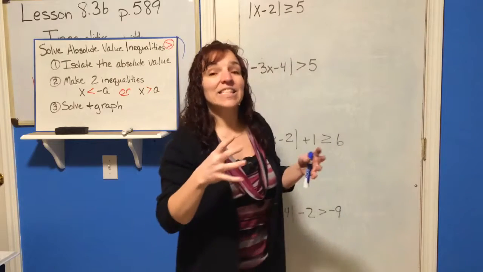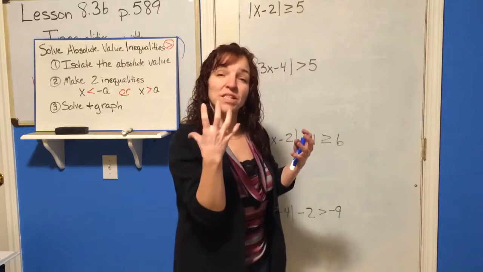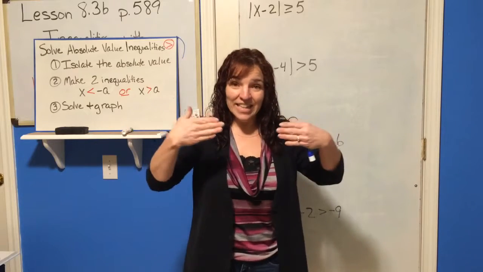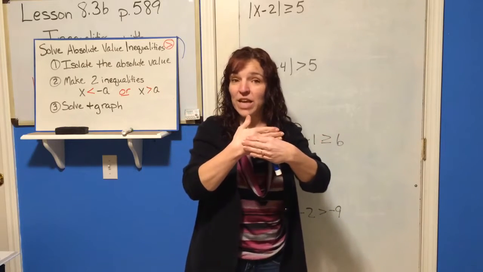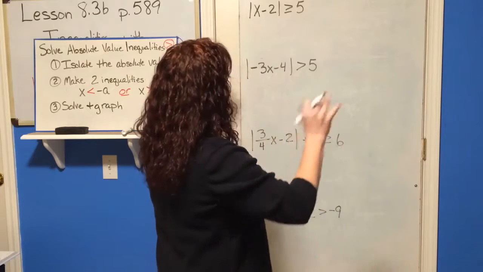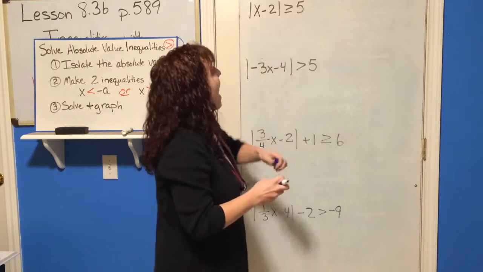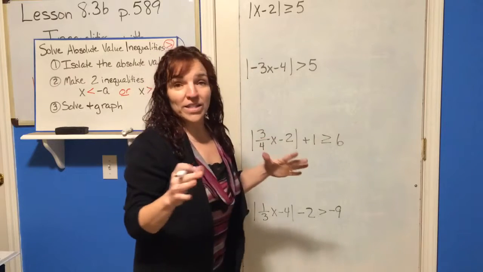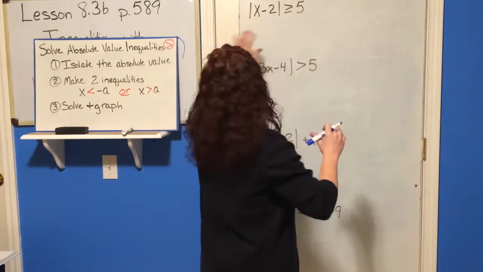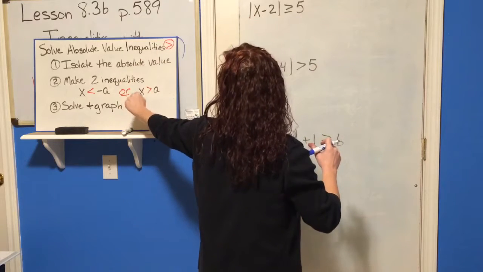So it's exactly the same as yesterday, except that your symbol is faced the other way, so your graph is going to go to the outside edges instead of to the middle, making an intersection. Okay, so you're going to have a union instead of intersection. So on the first example we have, it is isolated already, so we don't have to do that. Once your absolute value is isolated, then you're going to go to step 2 and make your two inequalities.